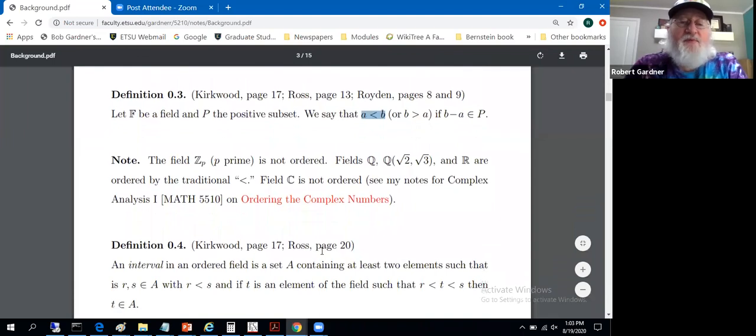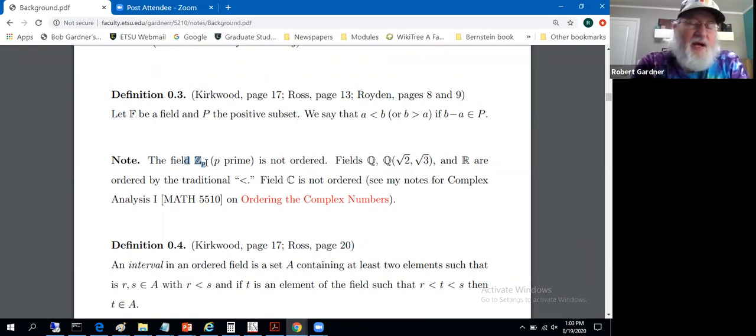Those examples of fields we looked at above, integers mod P, not ordered. There's not a positive subset for those. The rationals are an ordered field with the usual kind of greater than, less than that you're used to. The rationals algebraically extended by a couple of algebraic numbers, ordered. The reals are ordered. All of these are ordered under the usual greater than, less than.